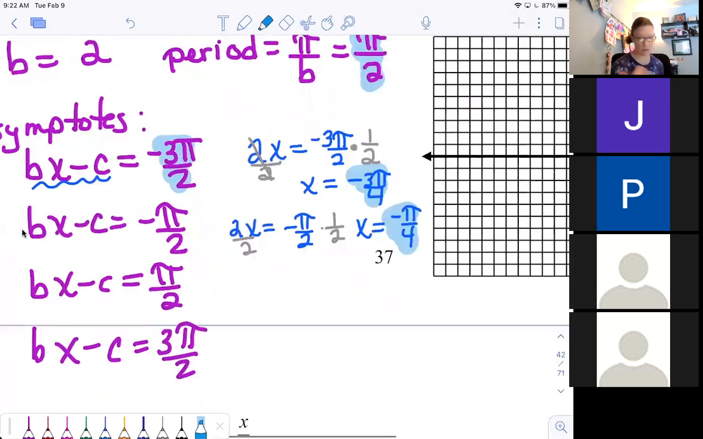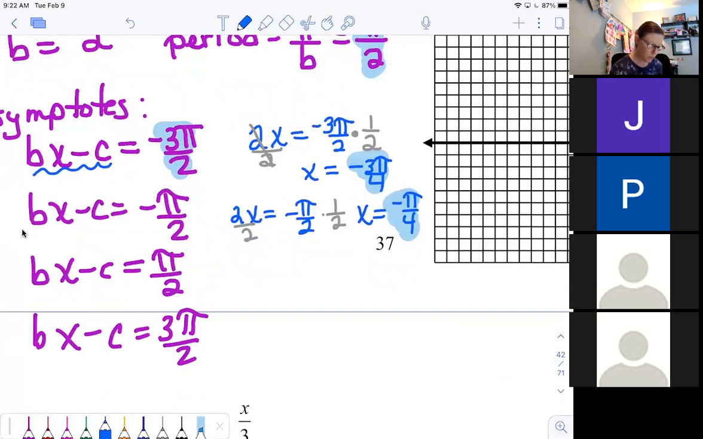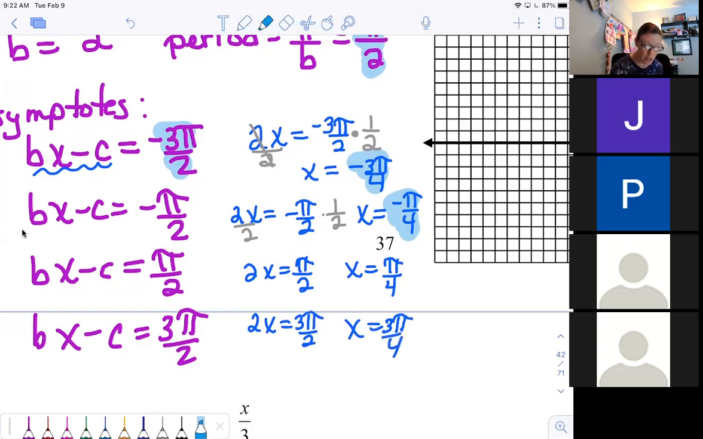And you can see that there's definitely a pattern. So once you see that pattern, you can then find the location of your new asymptotes. So I'm going to have one at negative 3 pi over 4, one at negative pi over 4, at positive pi over 4, and then at positive 3 pi over 4. So that would be the change that is happening with our graph. The location of the asymptotes are going to change. Questions on that?